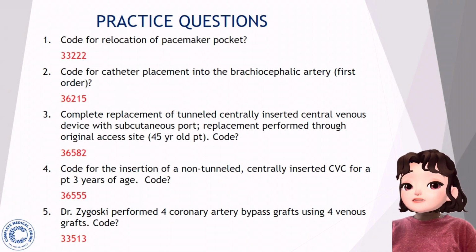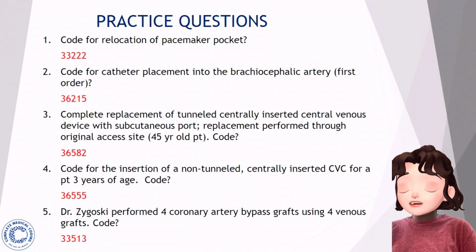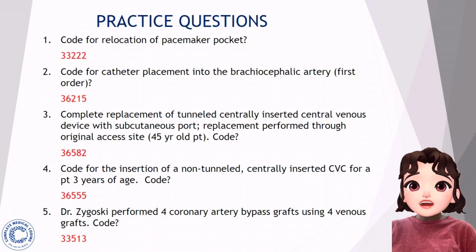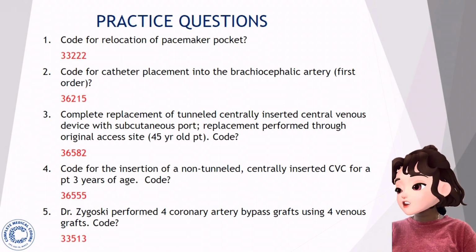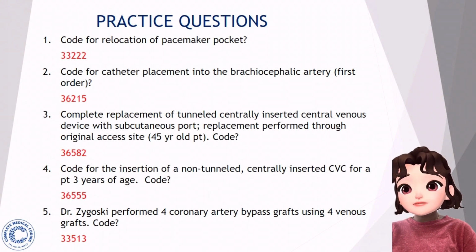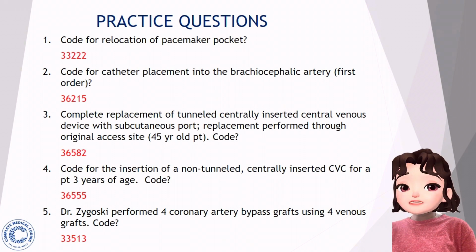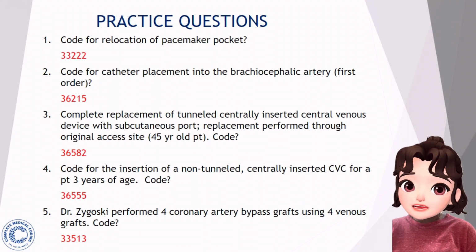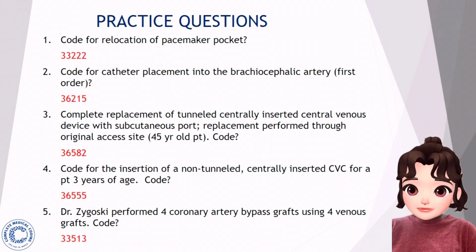So here, the doctor performed 4 coronary artery CABG using 4 venous graft. So when you go to coronary artery bypass CABG from the index page, you will end up in the code range 33510. When you go to that code range, 33510 is for single coronary venous graft. No, ours is 4. So when you move down, you will get 33513 for coronary venous graft, because here only venous graft is performed. This is how you will find the answer.